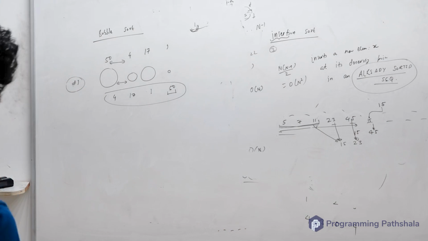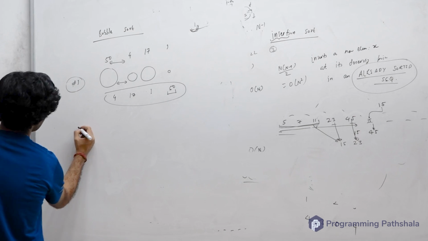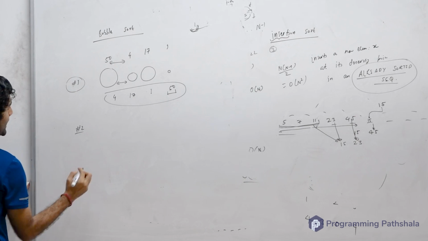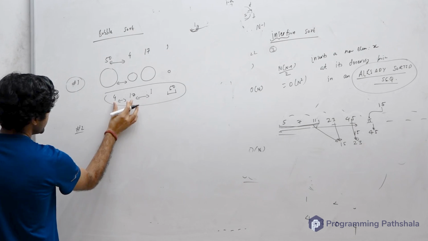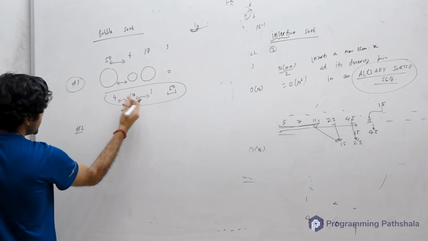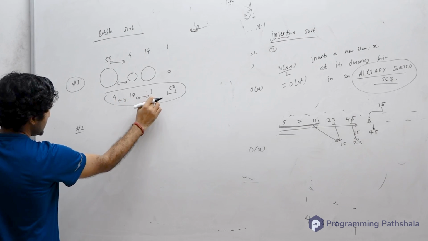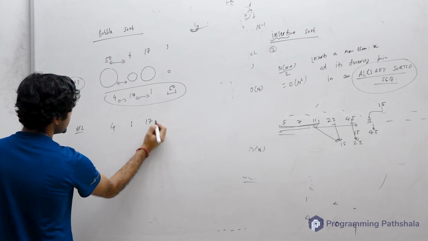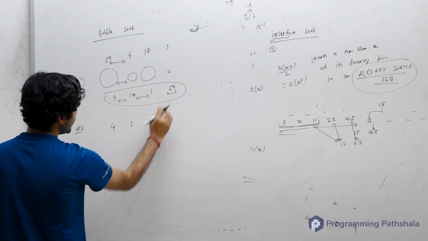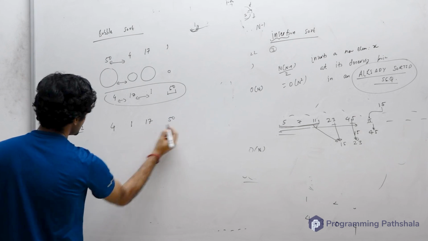Similarly, after round 2, what is going to happen? If you perform round 2, you compare 4 and 17, and then 17 and 1. For 4 and 17, 4 is already smaller, so nothing would happen. For 17 and 1, 1 is smaller, so 1 comes here, 17 comes here. For 17 and 50, 17 is smaller, so no swap. So this was your round 2.